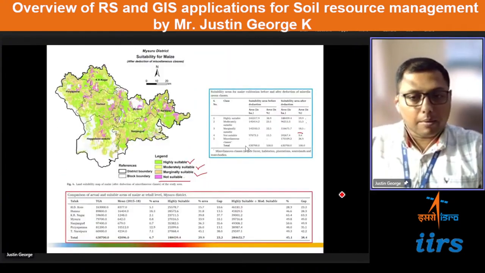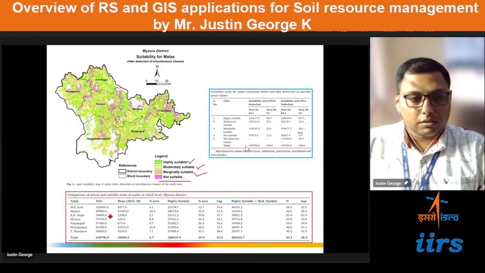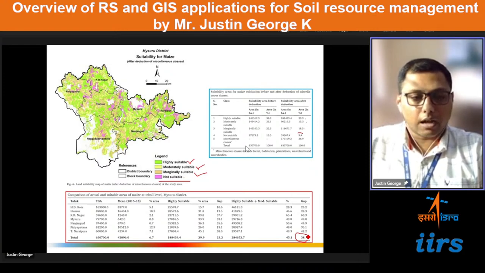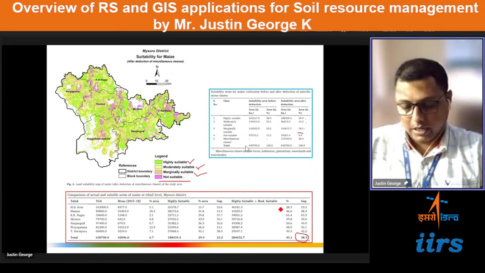Then further, they compared with the statistics at the different taluka level: the total geographical area, what percentage of area they have cultivated, and what is the gap. This is the total geographical area of maize at the different tehsil level. You can see that on average around 38.4% is the gap between the area which is suitable for maize cultivation and the area which is actually cultivated right now.